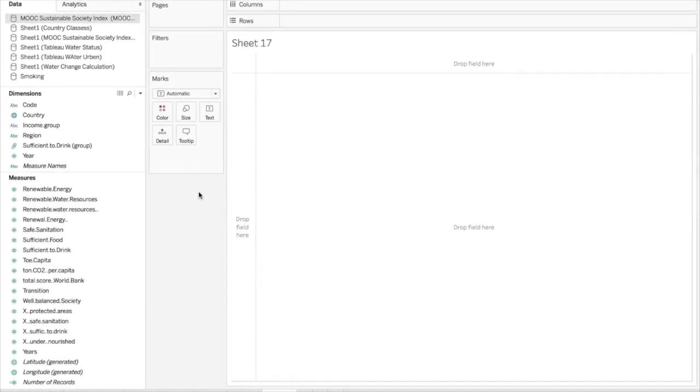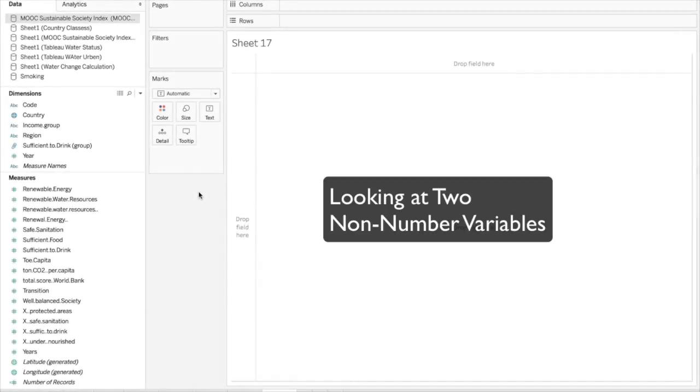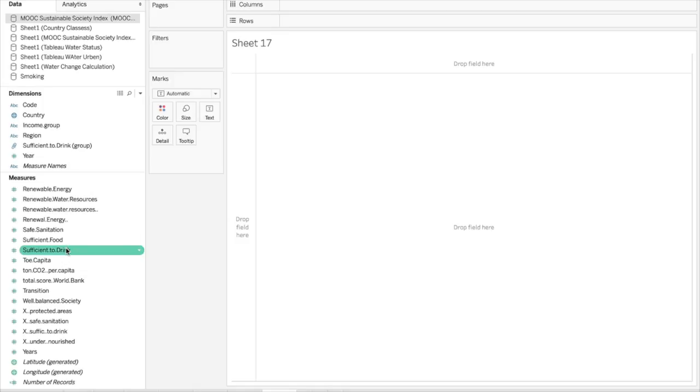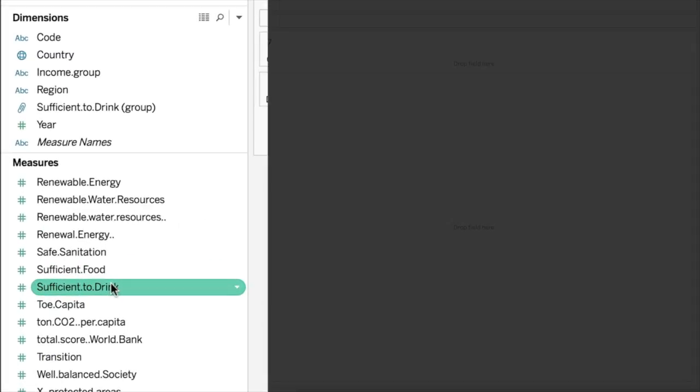Okay, now let's look at two non-number variables. Since we're doing a story on water, let's look at how drinking groups are related to the World Bank classification. So what this means is we've so far been looking at sufficient to drink proportions as an exact number, such as 53% of the people in a country have sufficient water to drink, or 75% of the people. But this is also divided out into groups, sufficient to drink group up here in the dimensions section.